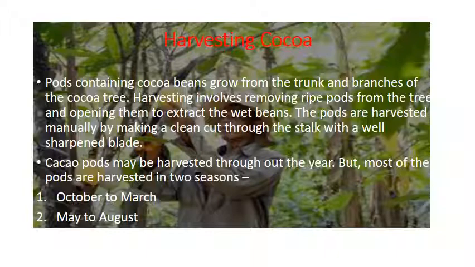Cacao pods may be harvested throughout the year, but most of the pods are harvested in 2 seasons, from October to March and from May to August.